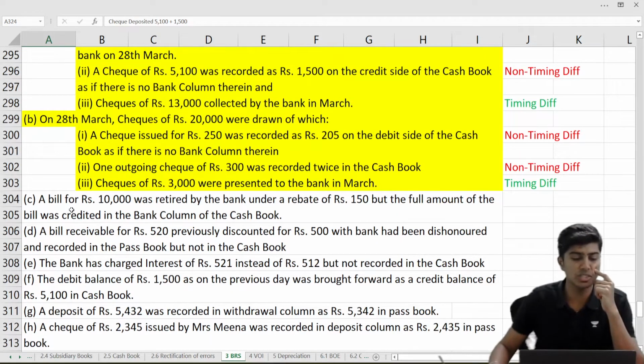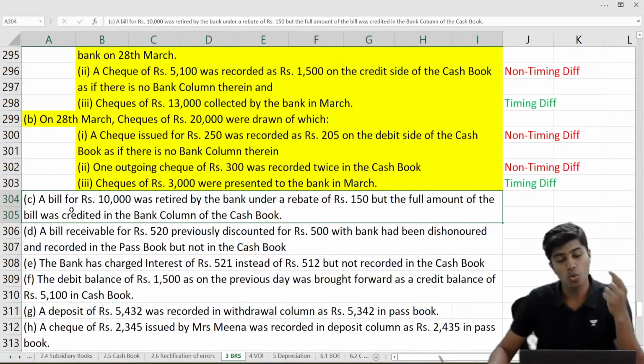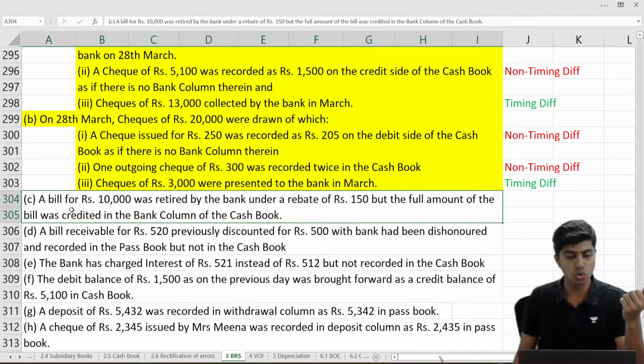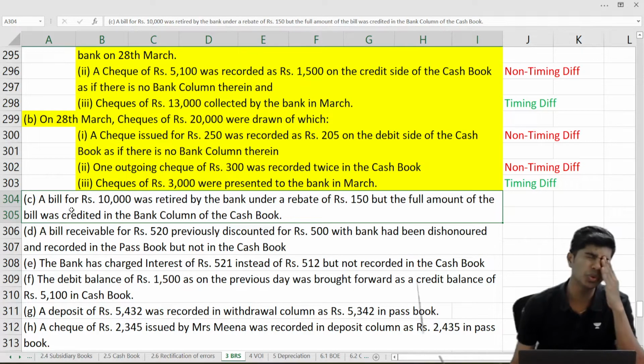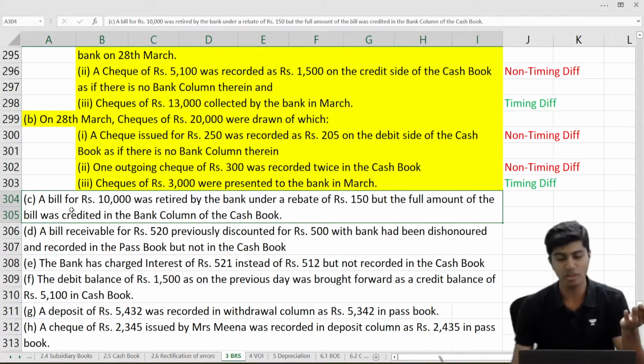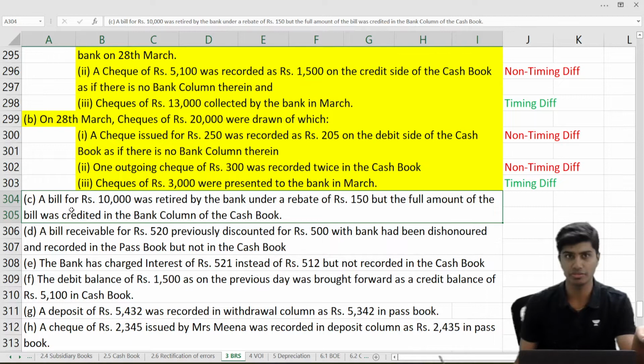We have with us next one: a bill of rupees 10,000 was retired by the bank under a rebate of 150. So 150 rupees rebate is given and it is retired. The full bill amount was credited in the bank column of the cash book. You should basically deduct that 150, and only 9,850 needs to be received, basically. Am I right? Retired by the bank under rebate.